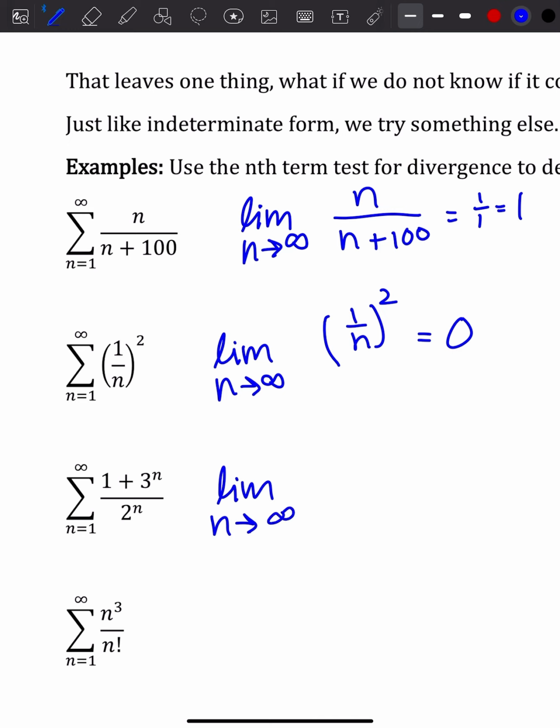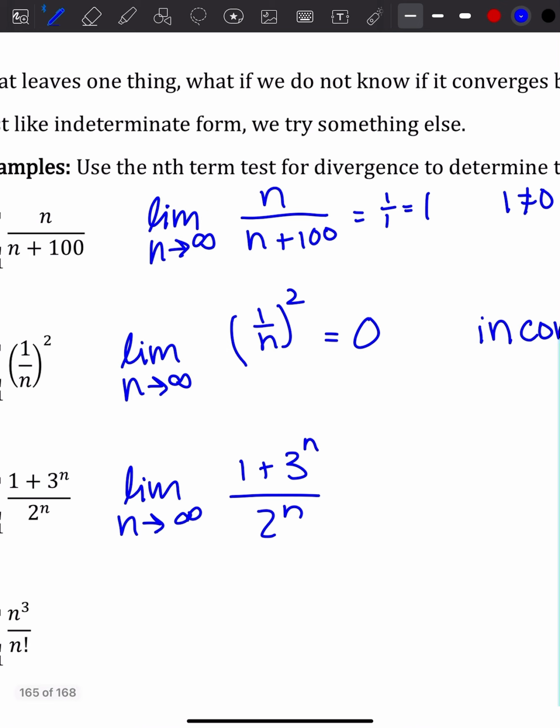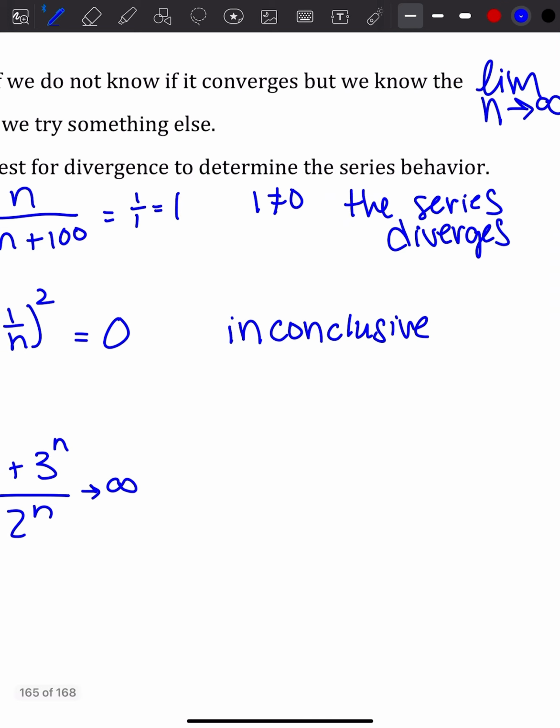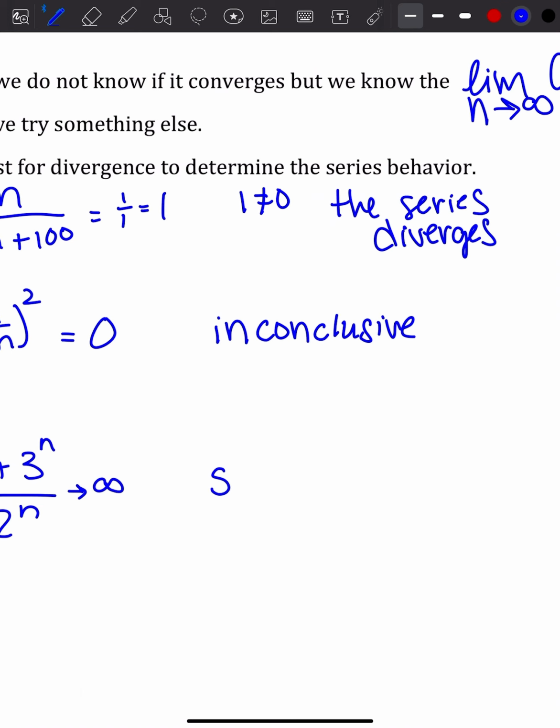The limit as n approaches infinity of 1 plus 3 to the n over 2 to the n. So once again, we're looking at the function's behavior as we go towards infinity. 3 to the n and 2 to the n are what we're going to be focusing on. That plus 1 doesn't matter. 3 to the n is a bigger function. It's going to grow faster than 2 to the n. So we know that this is going towards positive infinity. And because it's not 0, the series diverges.